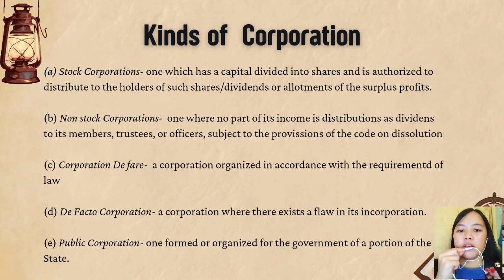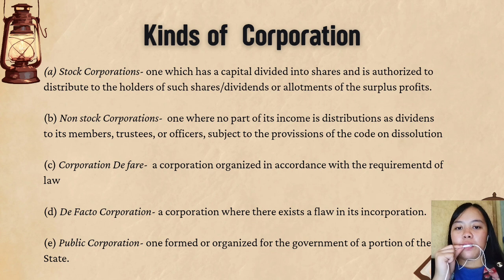Next are the non-stock corporations. One where no part of its income is distributable as dividends to its members, trustees, or officers, subject to the provisions of the Code on dissolution. A non-stock corporation is an entity that does not issue shares of stock, exists not for profit but for a specific purpose. Members do not receive dividends. Examples for that are the Red Cross Philippines, Philippine Business for Social Progress or PBSP, universities like Ateneo de Manila University, or non-stock educational institutions.